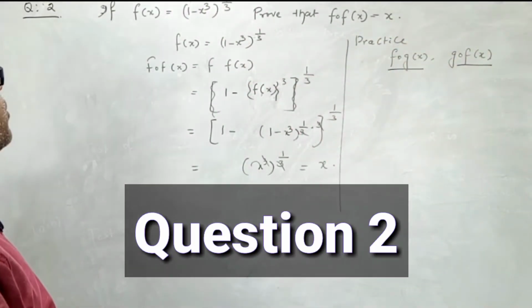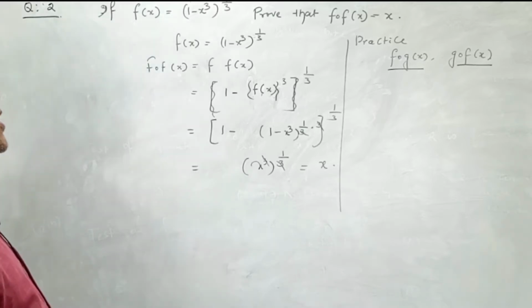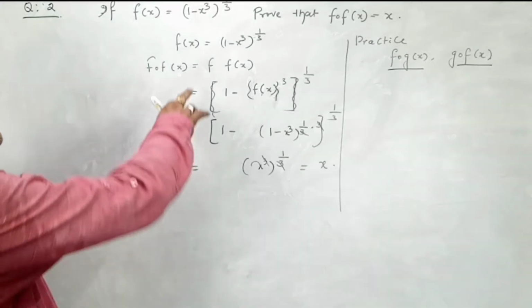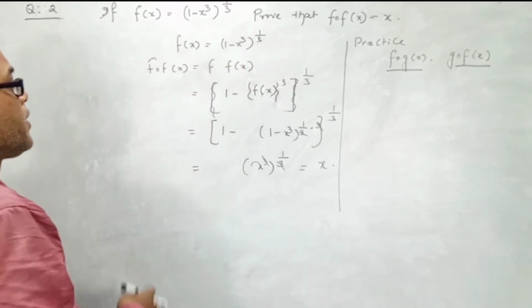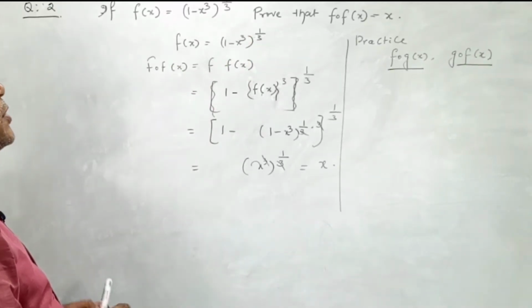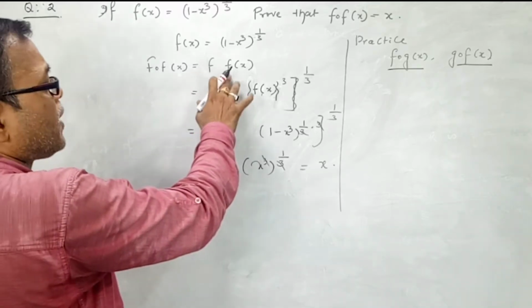Question: f of x equals (1 minus x cubed) to the power 1 by 3. Then prove that f of f of x equals x. In this question, you are given f of x equal to (1 minus x cubed) to the power 1 by 3. We have to find out f of f of x.